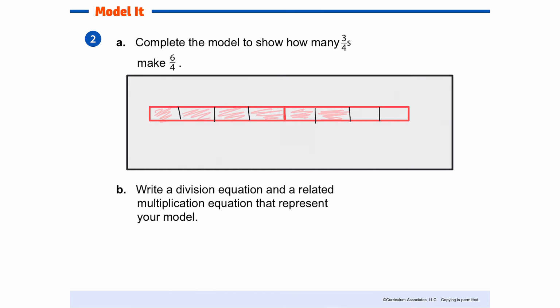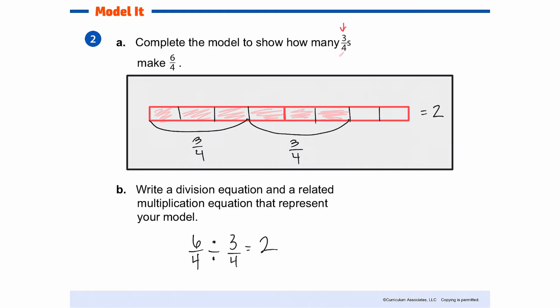And now it wants me to count by 3/4. And I don't have to do any converting here because we're still talking about fourths. So I just need to group it by 3/4. So I'm going to grab 3/4. There's a 3/4. And another 3/4. So how many groups of 3/4 did I put it into? 2. So I can go ahead and write that as 6/4 is what we started with, divided by groups of 3/4, and I know I got 2.